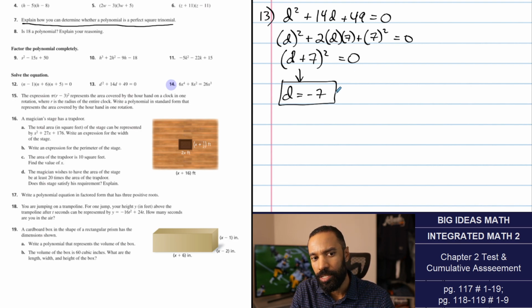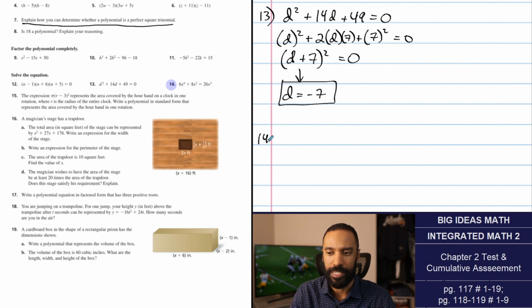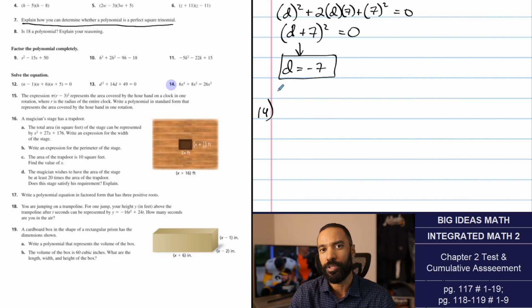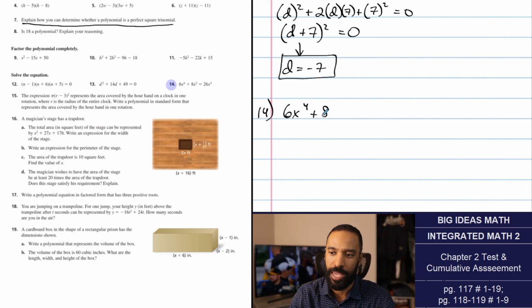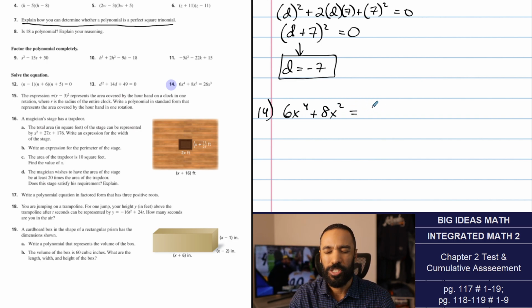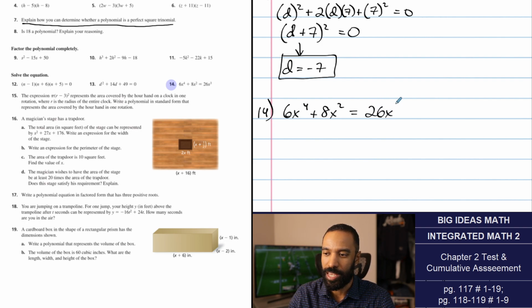I would imagine you would see number 14 out of 2.8, just based on the fact that you have a GCF first. Otherwise, this kind of looks also like a 2.6 problem. But we have 6x to the 4th plus 8. I would have taught it in 2.4. 6x to the 4th plus 8x squared equals 26x cubed.